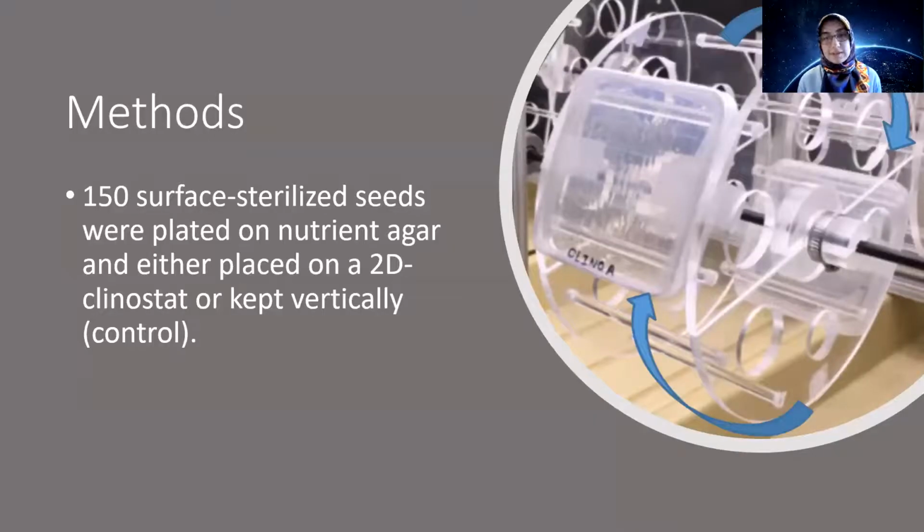To go over the methods, we have experimented with 150 wild type genotypes of Arabidopsis thaliana. First we surface sterilize the seeds, and then those seeds are sowed in nutrient agar in petri dishes. Then half of those plates are placed on a 2D clinostat, which is the device on the right, a wheel-like device that rotates constantly to simulate microgravity, which basically works by confusing the plant as to which way the gravitational vector is.